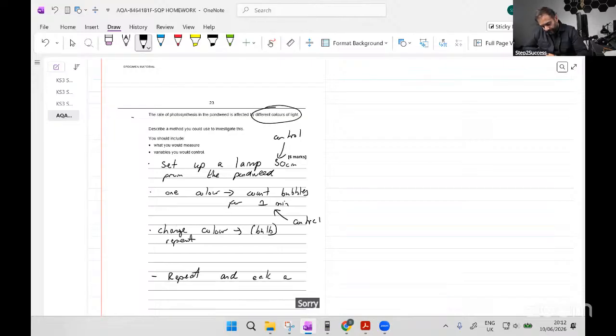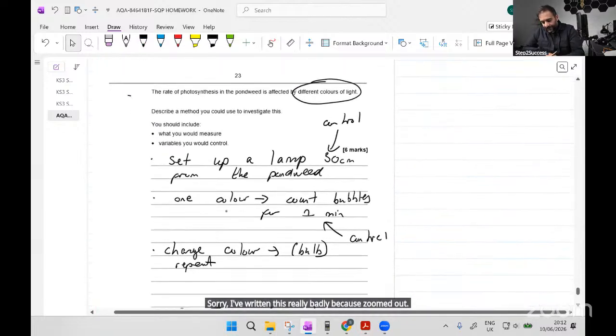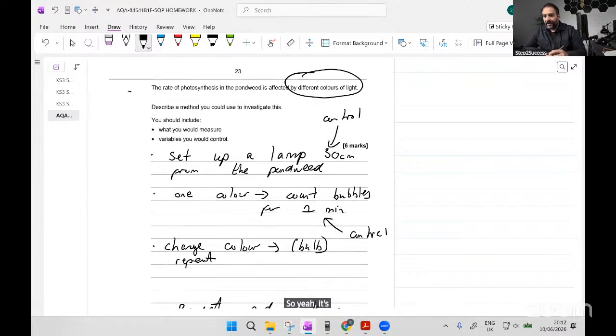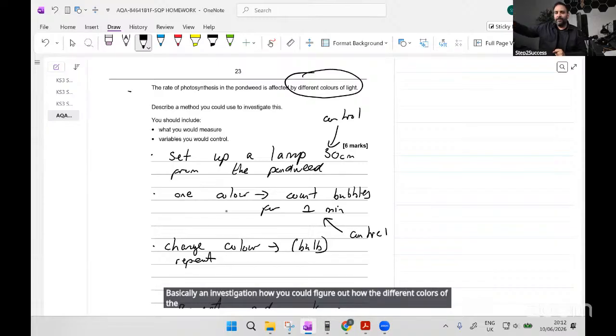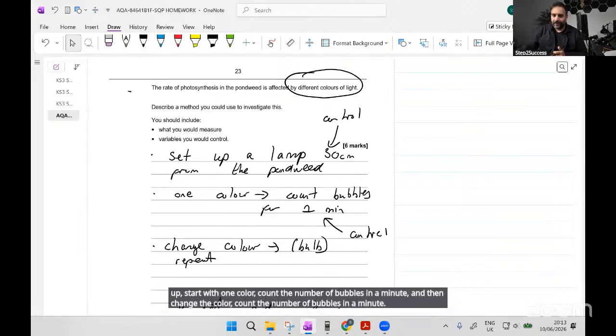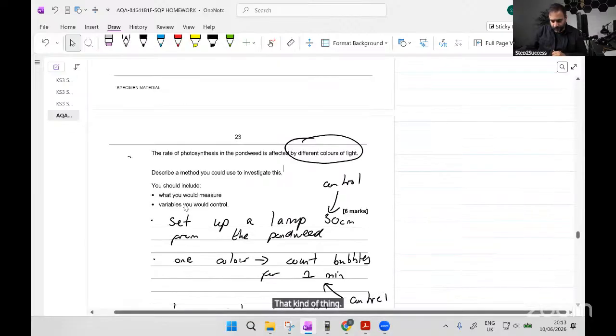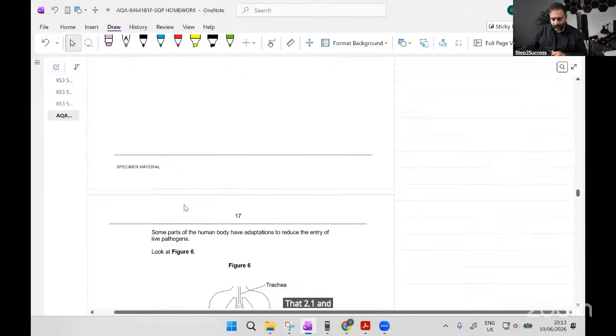Sorry, I've written this really badly because I zoomed out. So yeah, it's basically an investigation of how you could figure out how the different colors of the light affect the number of bubbles produced. So you would set all of this up, start with one color, count the number of bubbles in a minute, and then change the color, count the number of bubbles in a minute. That kind of thing.